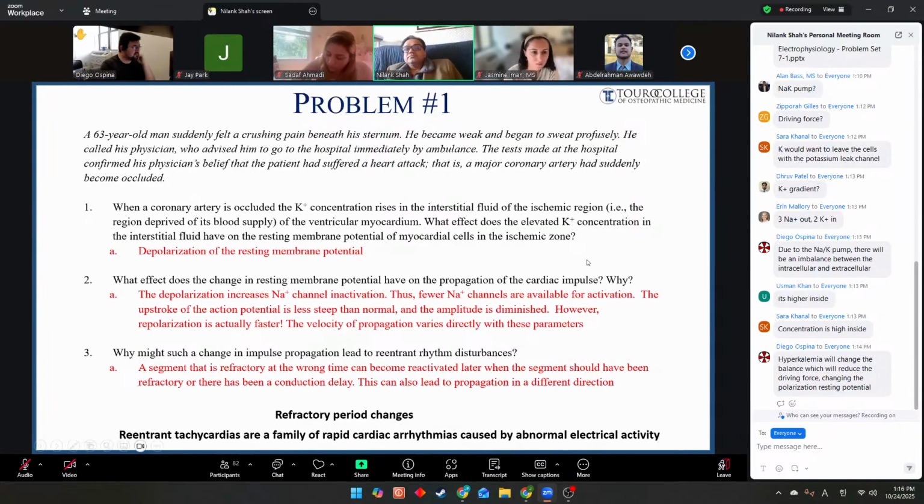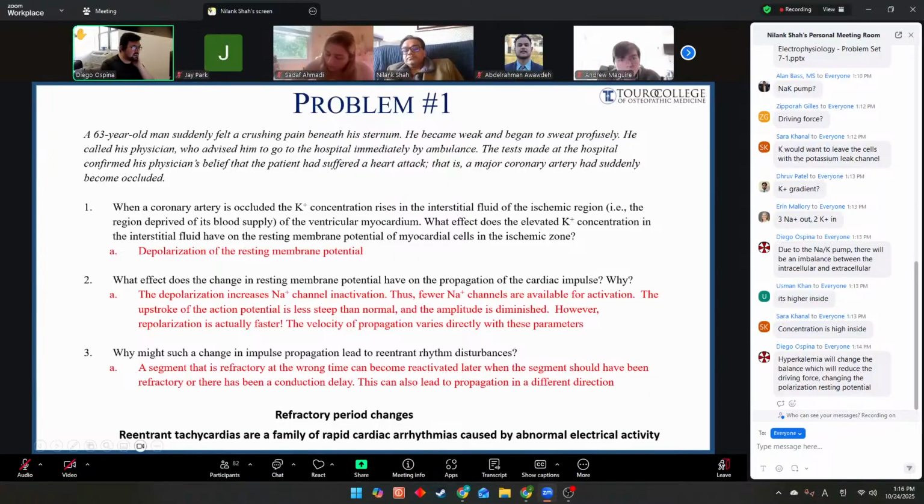Yes. Because of the excess potassium on the outside of the cell, the leak channels, the driving force of the potassium to leave the cell will be reduced, keeping a positive charge within the cell, reducing the negativity, the normal negative resting membrane potential, to a higher resting membrane potential, and thus reducing the stimulus necessary to cause an action potential. I love that. Super. Very good.